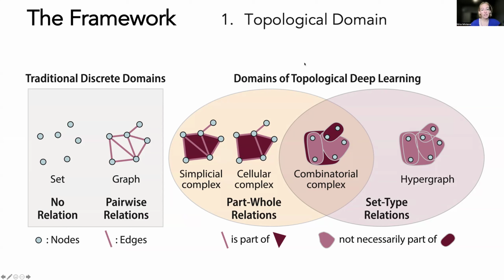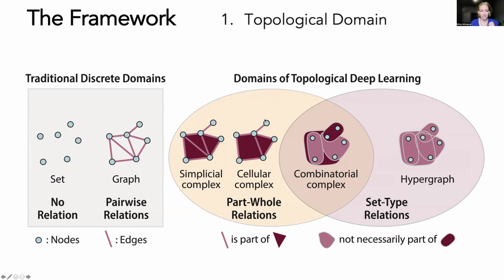And these can be generalized in at least 4 different ways in topological deep learning. The simplicial complex, where you can draw faces between nodes, but these faces are restricted to be triangles. And you can also draw volumes, but these volumes will be restricted to be tetrahedrons.